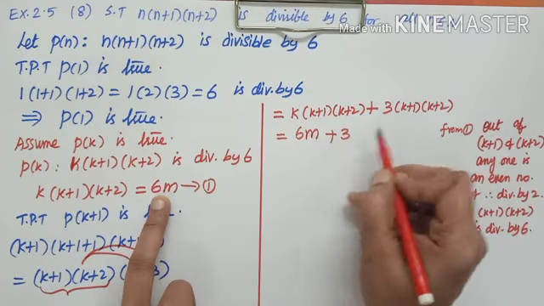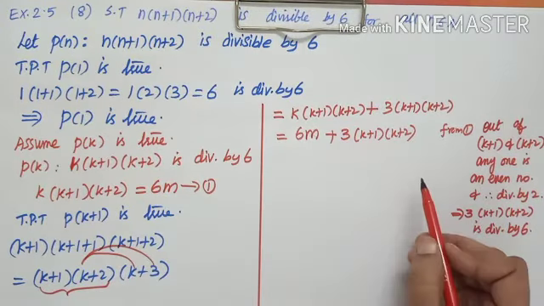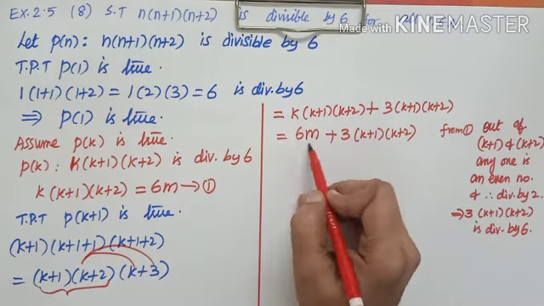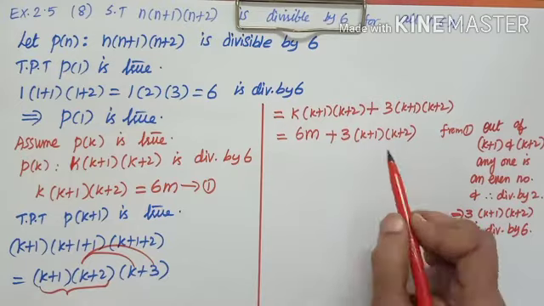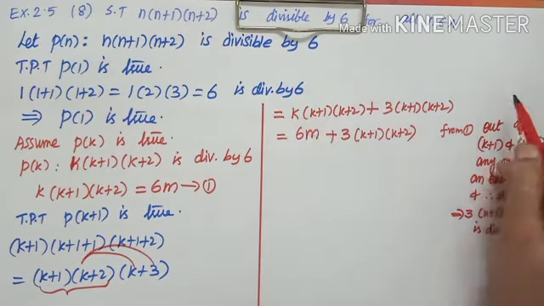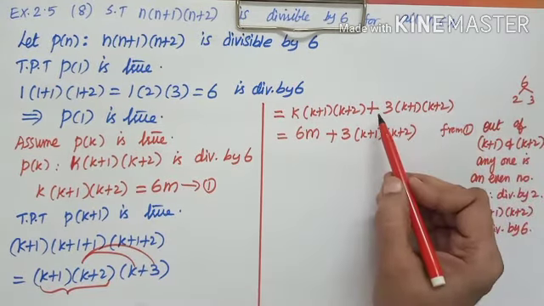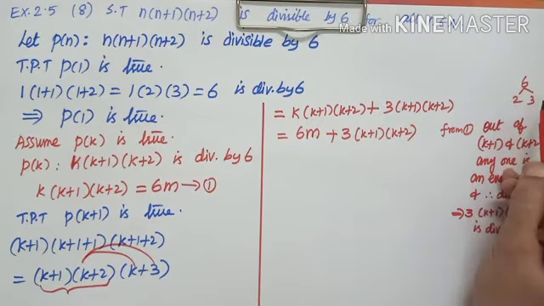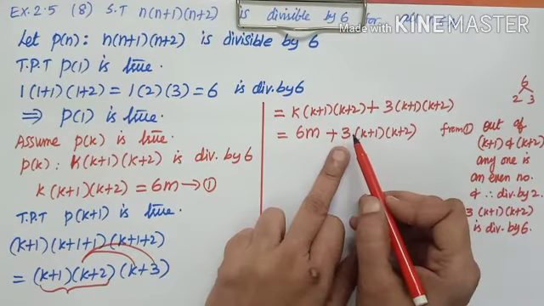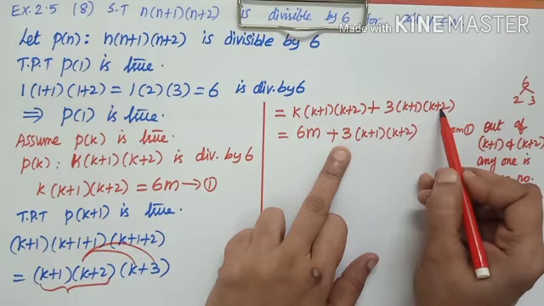The next term 3 into k plus 1 into k plus 2. My question is divisible by 6. How am I going to explain? 6m divisible by 6. Here also divisible by 6 should come. But 6 I can write 2 into 3. So divisible by 6 tells me it should be divisible by 3 and divisible by 2. 3 is already here. Out of the two factors, if this is odd, this will be even. Odd.